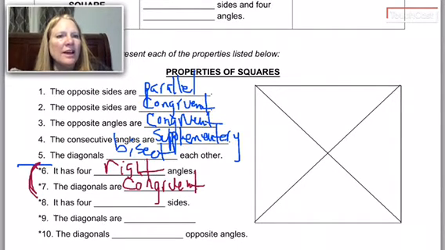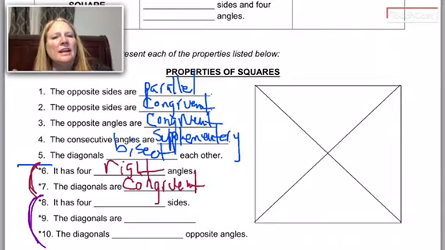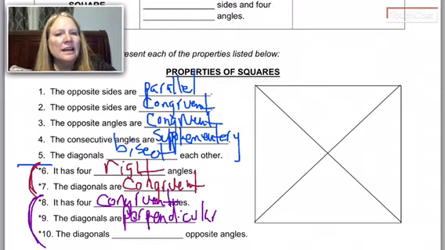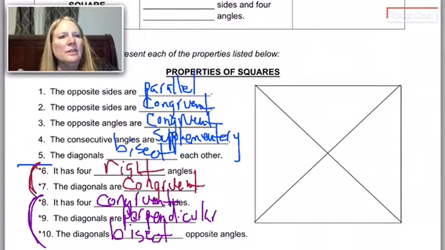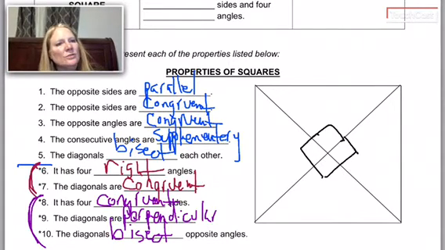But then it also adds the next 3 properties that we added for a rhombus. It has 4 congruent sides. Diagonals are perpendicular. And diagonals bisect opposite angles. So let's look at the picture here and see what that means. The most important things are that these are all perpendicular, as with the rhombus, and all the sides are congruent. The diagonals are congruent.